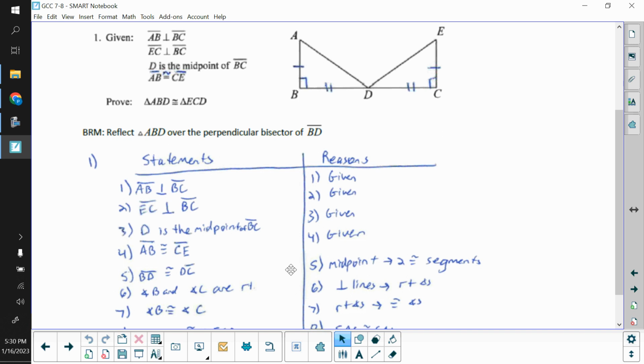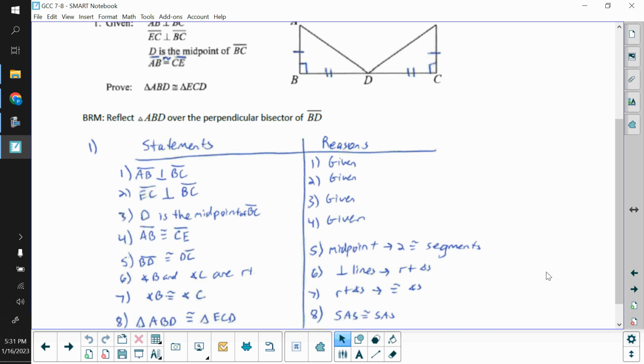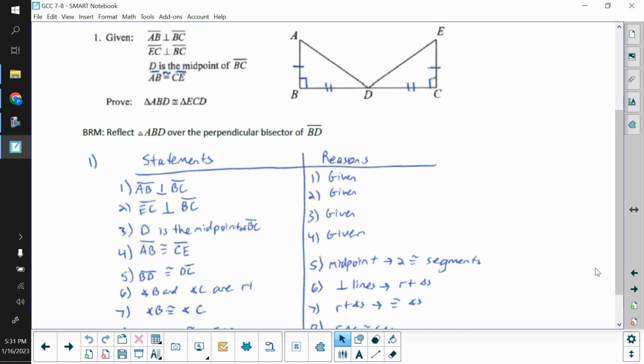You could use 3 letters there, or you could have numbered them, that's fine as well. And then next we need to do right angles imply congruent angles. Our statement: angle B congruent to angle C. We now have an angle in between two sides, so that's side angle side, and our statement is what we wanted to prove. For our basic rigid motion, we needed to reflect one of our triangles. I chose triangle ABD over the perpendicular bisector. Oops, actually this shouldn't say BD, this should say BC. You also could have said AE, and that's fine as well, but over the perpendicular bisector of BC.